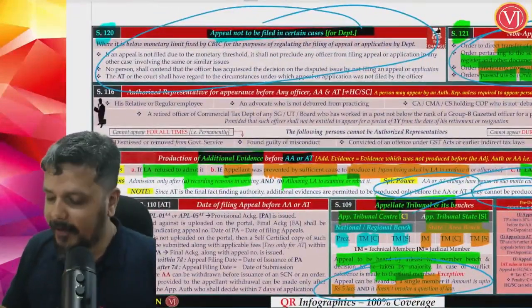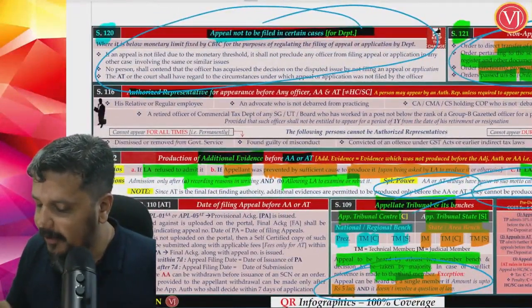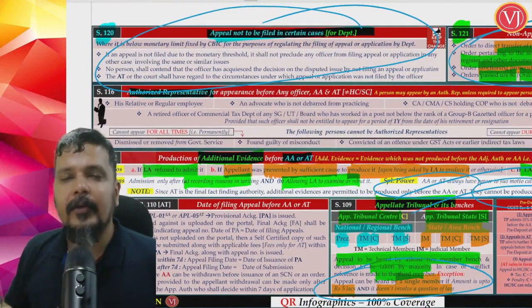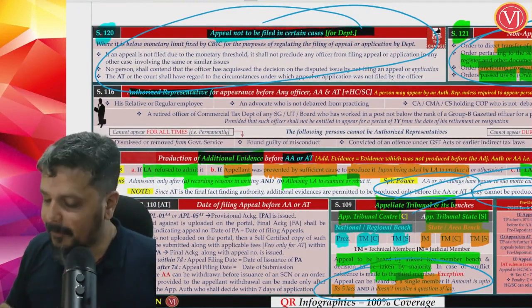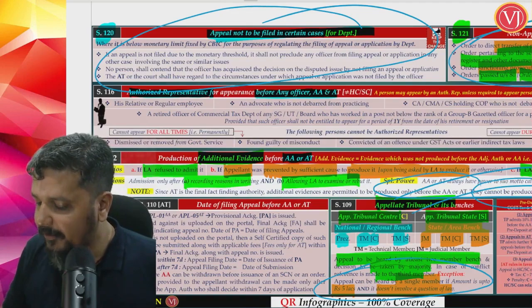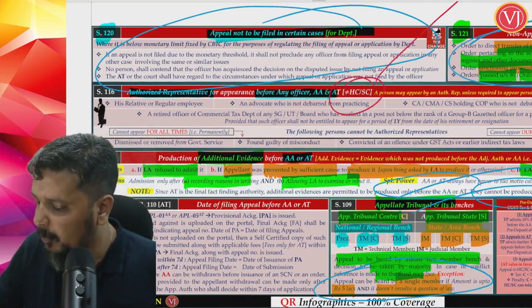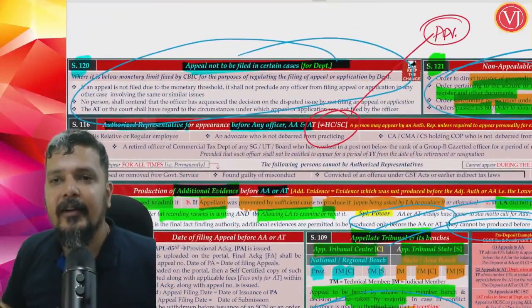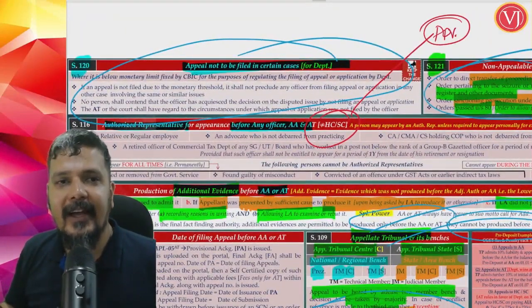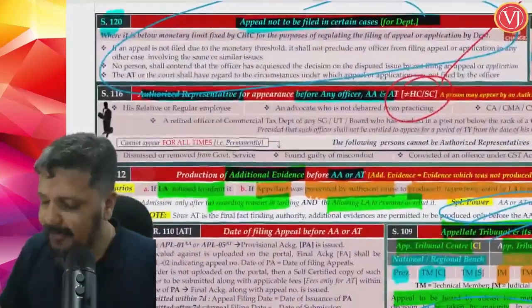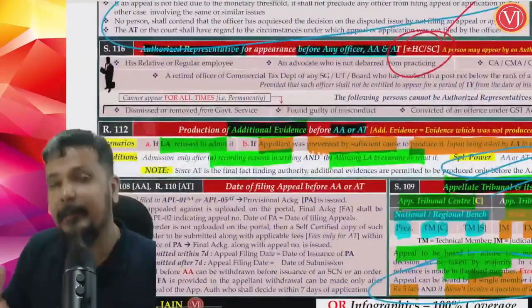Now, can you take up your case in appeals through an authorized representative? Yes. You can have your matter heard through an authorized representative before any officer, appellate authority or appellate tribunal, not in the High Court and Supreme Court. Again, in the High Court and Supreme Court, only advocates can take up the matter. Only advocates can.